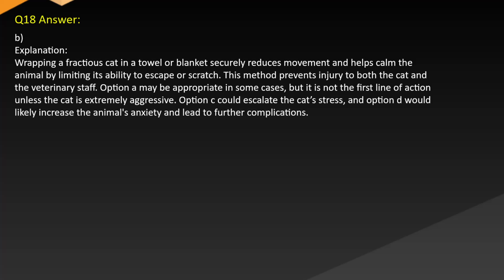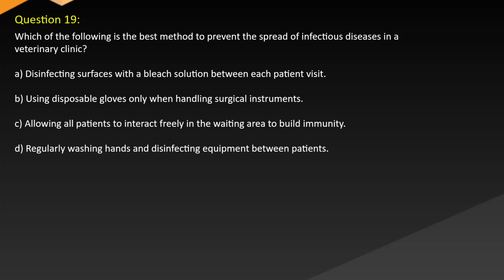Answer B. Explanation. Wrapping a fractious cat in a towel or blanket securely reduces movement and helps calm the animal by limiting its ability to escape or scratch. This method prevents injury to both the cat and the veterinary staff. Option A may be appropriate in some cases, but it is not the first line of action unless the cat is extremely aggressive. Option C could escalate the cat's stress, and option D would likely increase the animal's anxiety and lead to further complications.